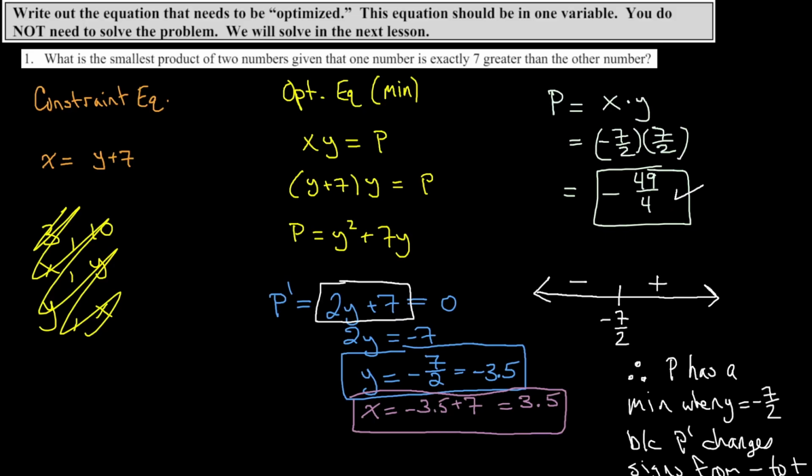Let's try number 2. 2 says, if the product of two positive numbers is 36 and the sum of the first number plus 4 times the second number is a minimum, then what are the two numbers? So I see the word minimum, and it says I'm minimizing the sum, so that would be my optimization equation.